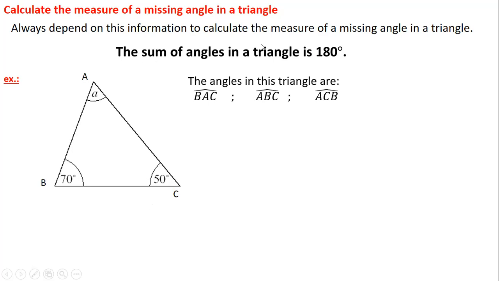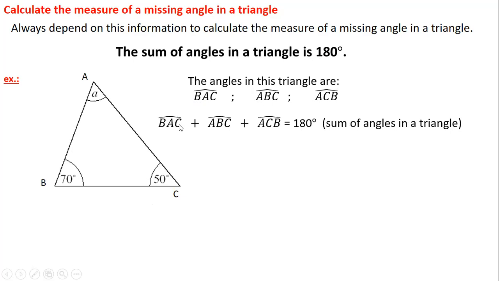Now, how do I apply this sentence? The sum of angles in a triangle is 180 degrees. I should add angle BAC plus angle ABC plus angle ACB equal 180 degrees. So I simply add the first angle with the second angle with the third angle, because sum means addition. I am adding, equal 180 degrees. How did I get this sentence? It is the sum of angles in a triangle.